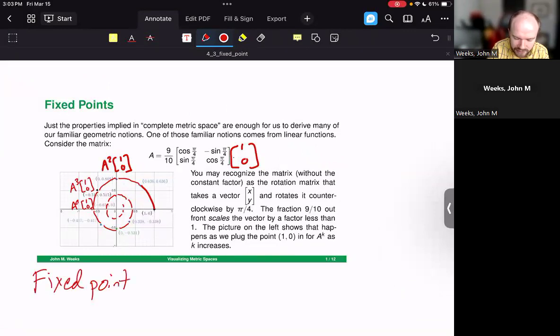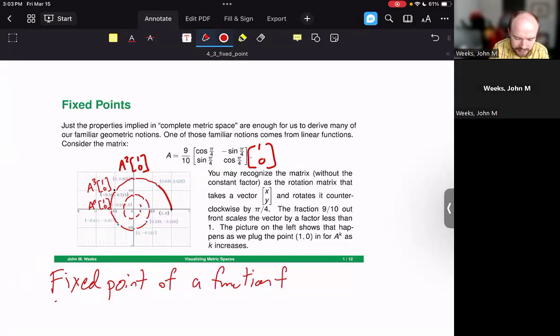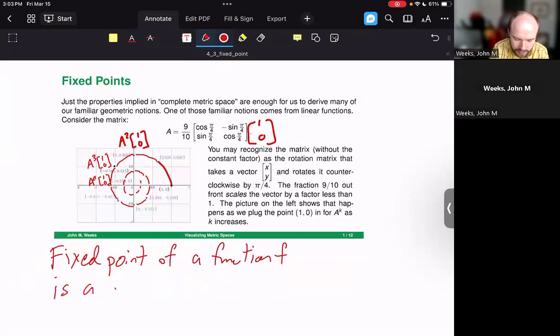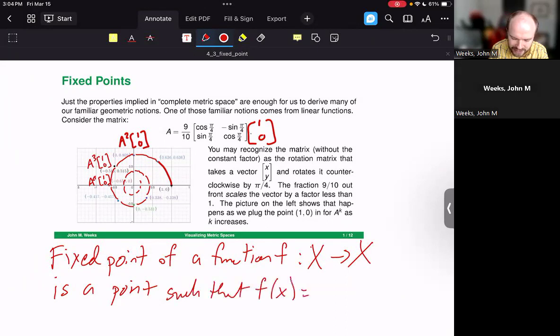The fixed point of a function f, where this function f needs to be going from the same space to itself, is a point x such that f of x equals x. The function f fixes this point if I go through and do that.